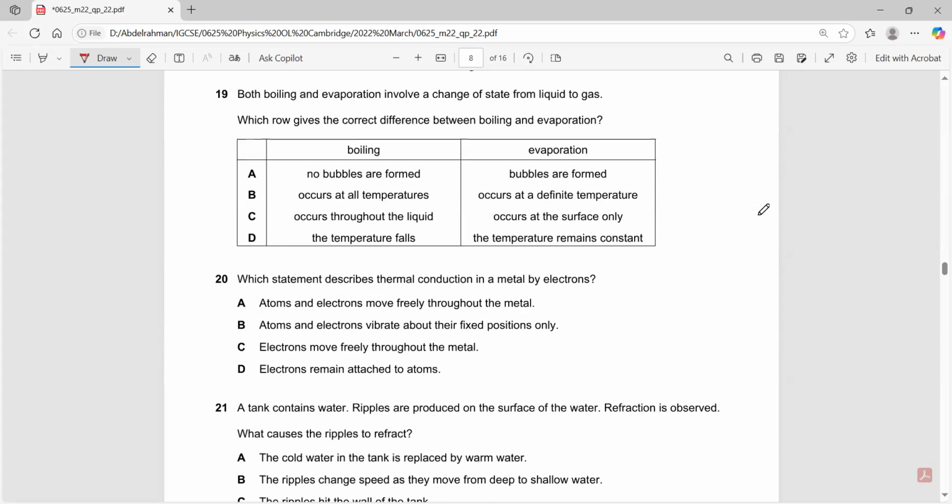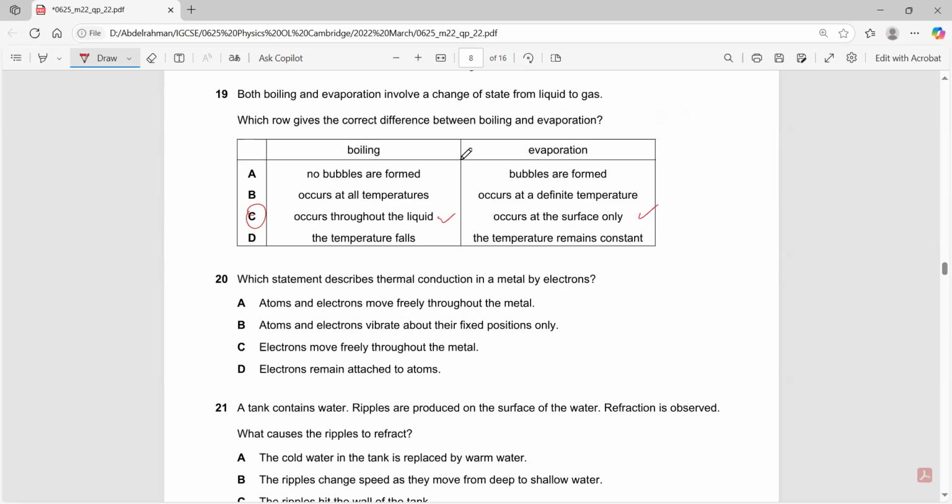Which row gives the correct difference between boiling and evaporation? Boiling occurs at all temperatures? No. Bubbles occur throughout the liquid, doesn't it? Yes. Evaporation occurs only at the surface. Yes. So this is the correct answer.